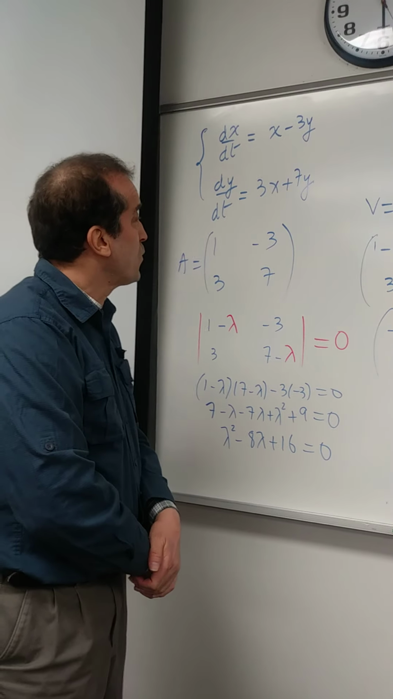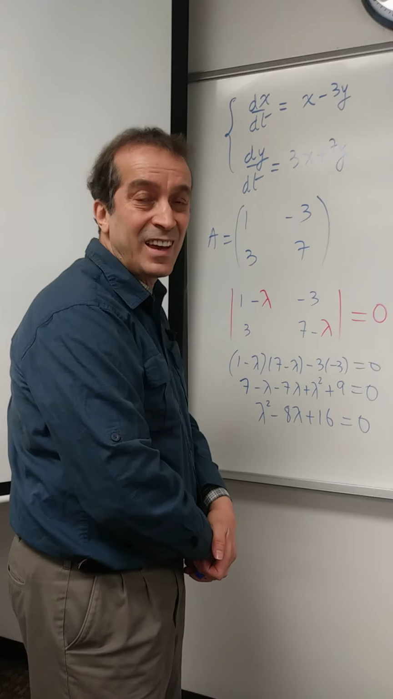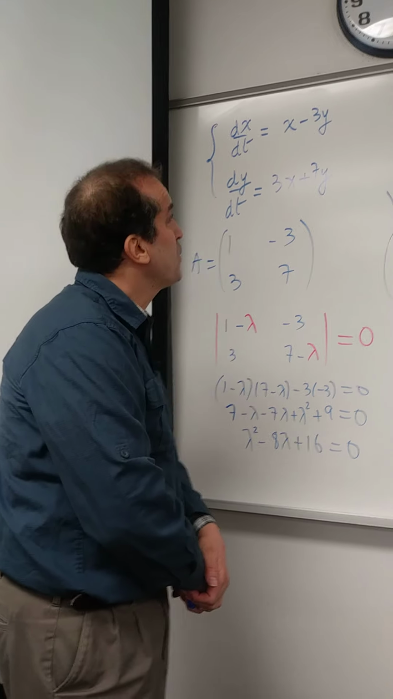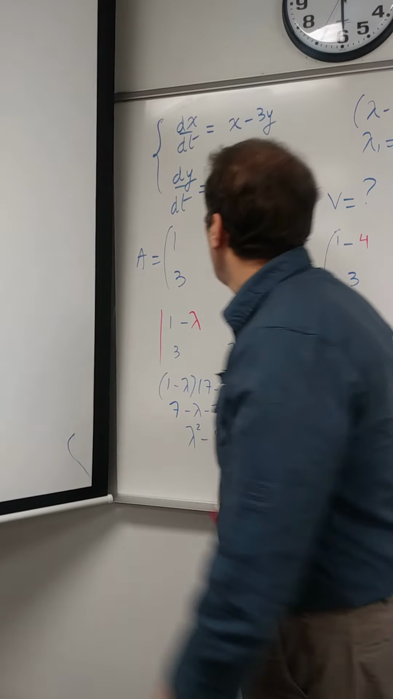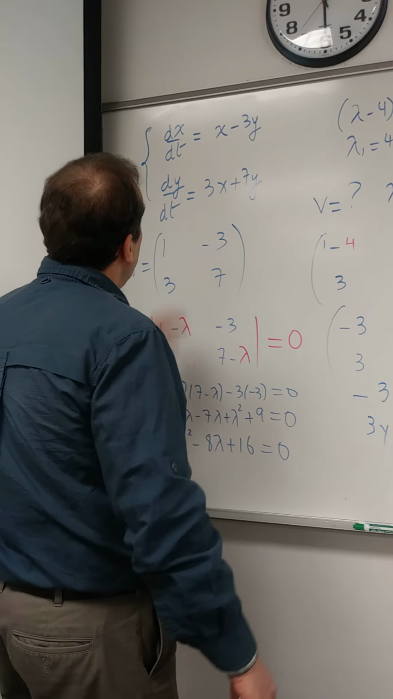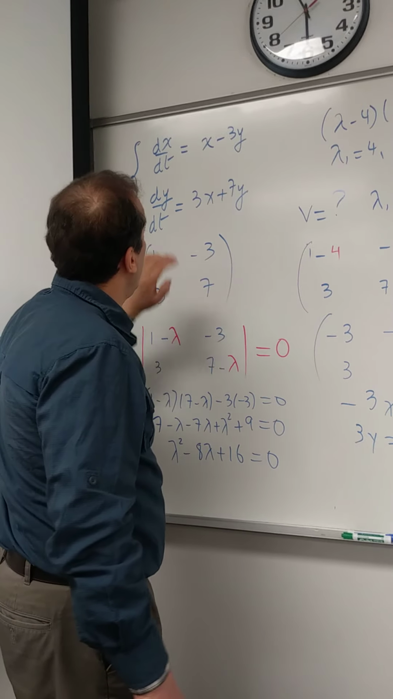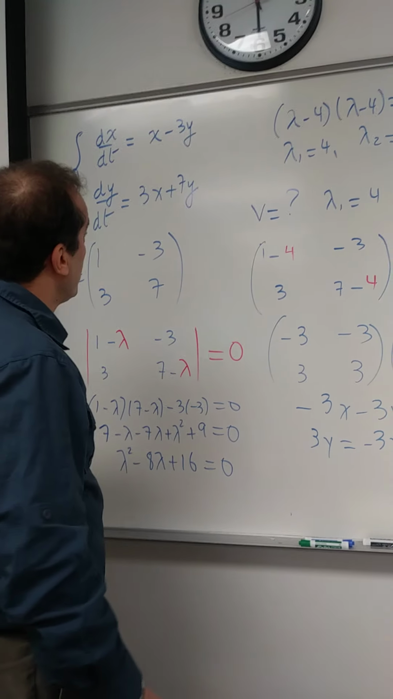We're going to cover the case of repeated eigenvalues. And there are two types of repeated eigenvalues. Let's start with an example. Let's say we're solving this system of differential equations: dx/dt equals x minus 3y, dy/dt is 3x plus 7y.